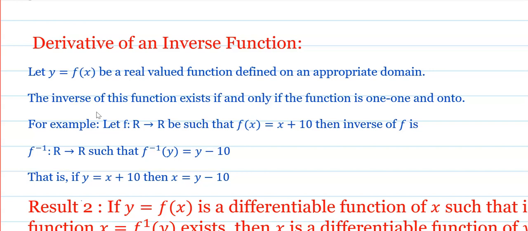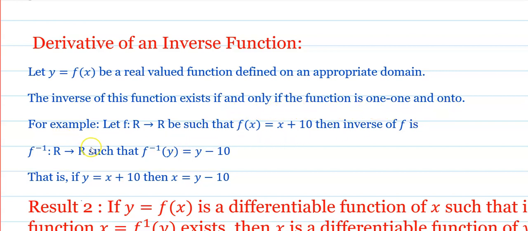3.2 I will explain. Now let us start. Now the derivative of an inverse function. Let y is equal to f of x, a real valued function defined on an appropriate domain. The inverse of this function exists if and only if the function is one-one and onto.